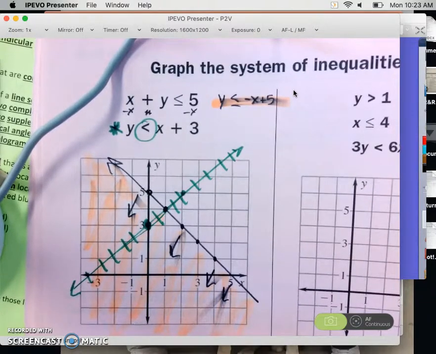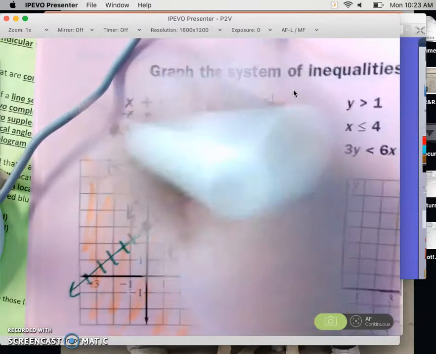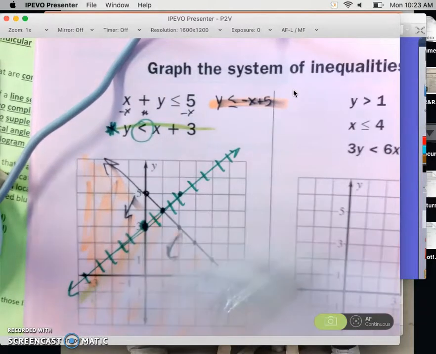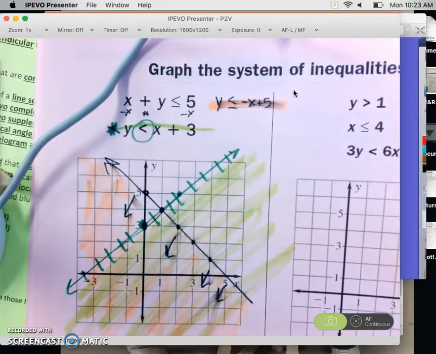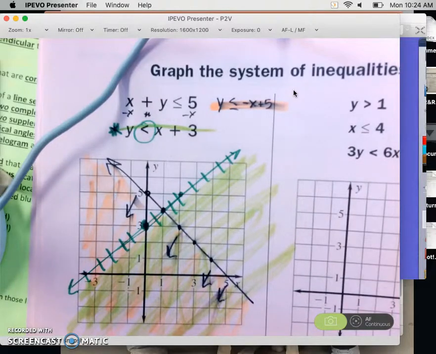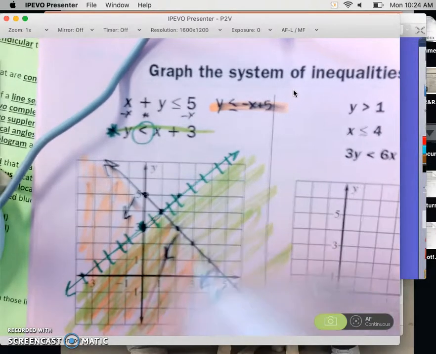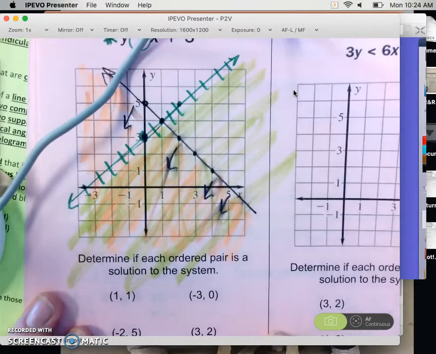Okay, and I want to shade anything below it because it's less than, so it's going to be all of this below it. So this part in here where it's both is going to be shaded darker. It's going to be both 2 colors. Done.